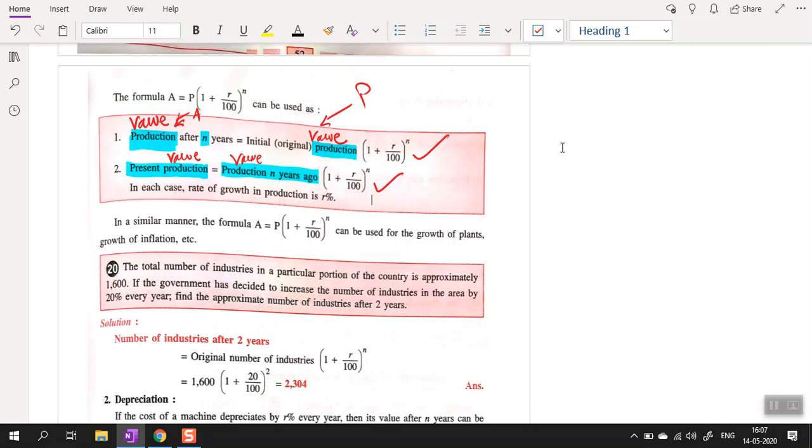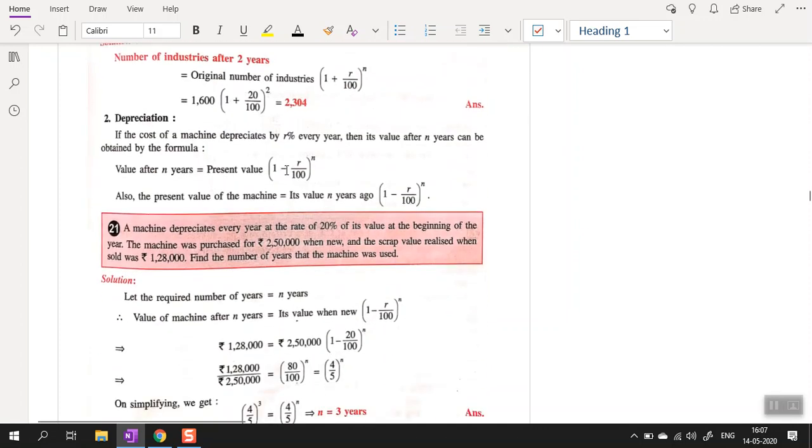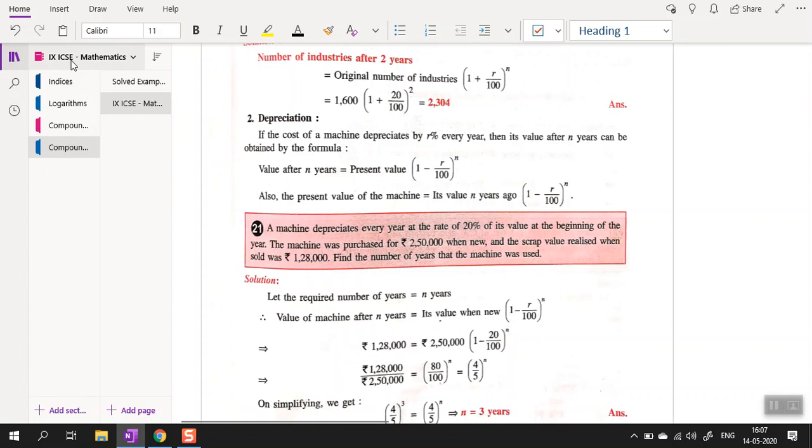Since this example is of growth, meaning increase, there is a plus sign in the bracket, that is 1 plus r upon 100, and there can be 1 minus r upon 100 raised to n also, but that is in the case of depreciation. Here is the formula for depreciation in front of your screen. Value after n years is equal to present value times (1 minus r upon 100) raised to n, and present value is equal to value n years ago times (1 minus r upon 100) raised to n. Minus means there is a depreciation, right?